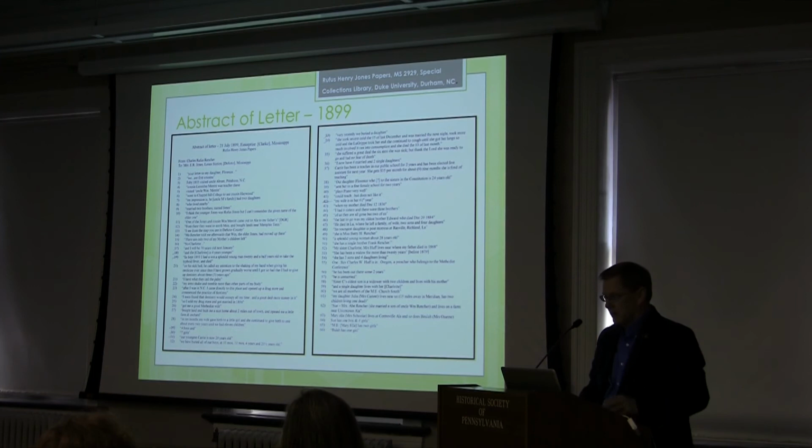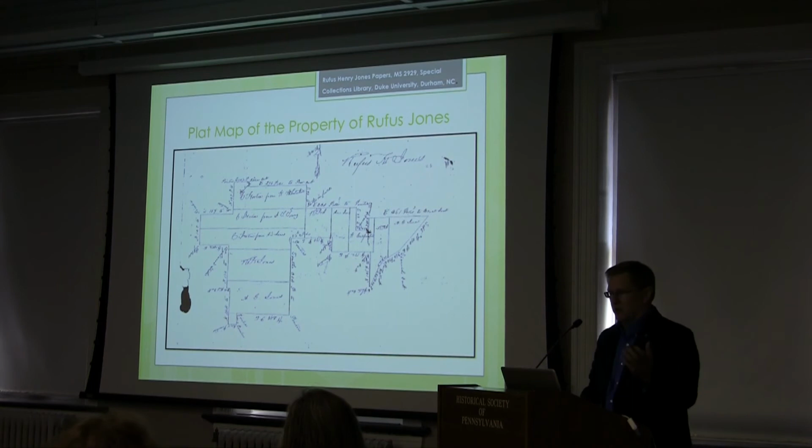Here's a plat map of the property in those family papers. So I knew exactly where his property was. I could go stand on it. Everybody wants to scoop up a jar of dirt, take it home, stick it on the mantle and say that it came from the old family property in North Carolina, right? Where does the trail lead?